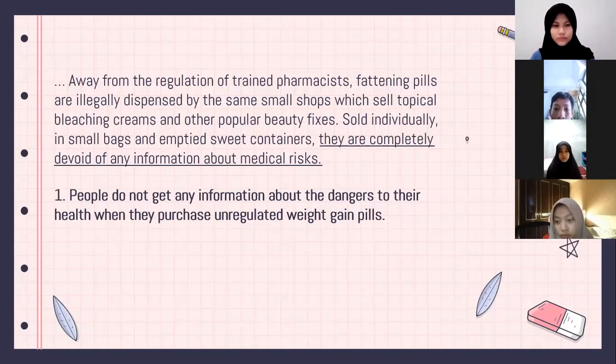The statement is, people do not get any information about the danger to their health when they purchase unregulated weight gain pills. Take a look at the last sentence. It says in the text that when people buy the pills that are not regulated by pharmacies, there is nothing provided, they are devoid of information about the medical risks, the danger to their health. The sentence in the text and the statement match, so the answer is true.